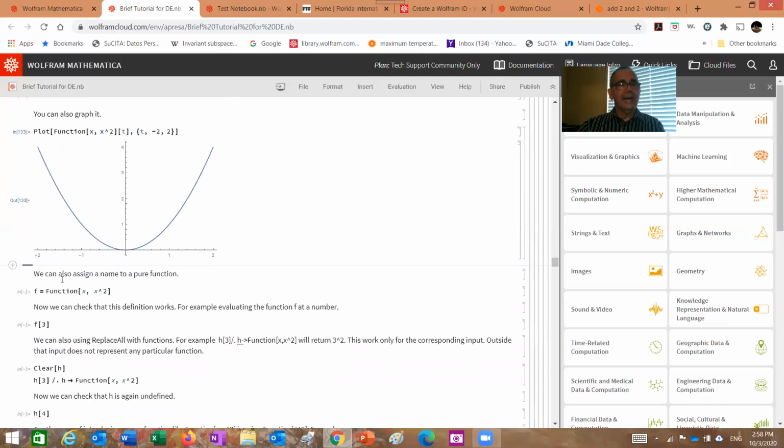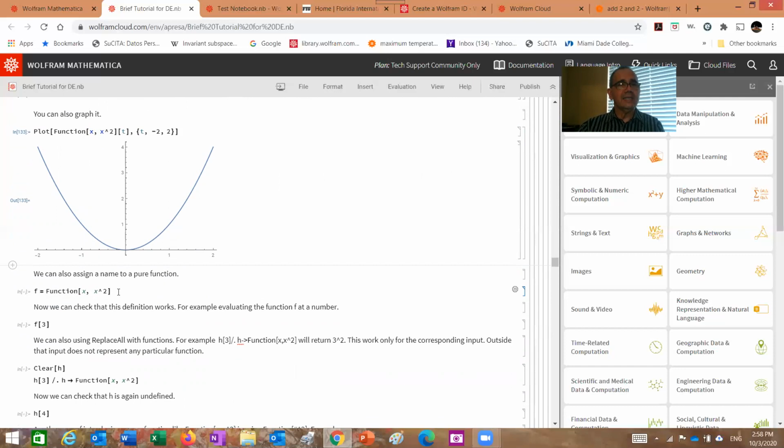You can also assign a name to that pure function by saying, let's say, f will be equal to Function with a formula, let's say y is equal to x squared. And then the name is going to be f.